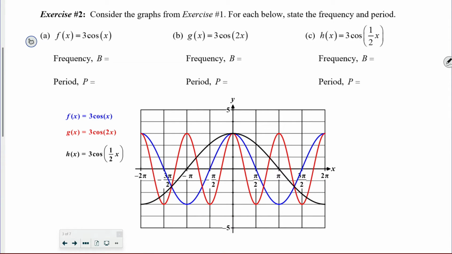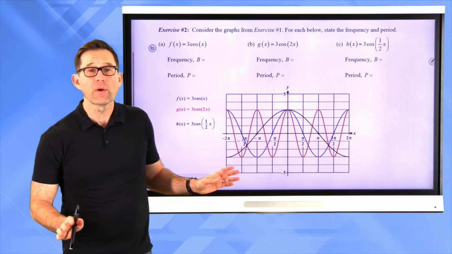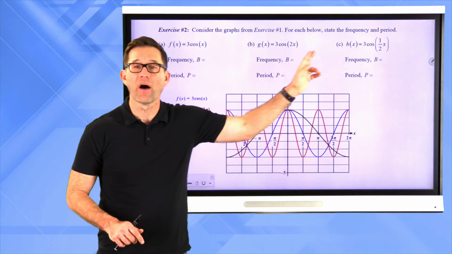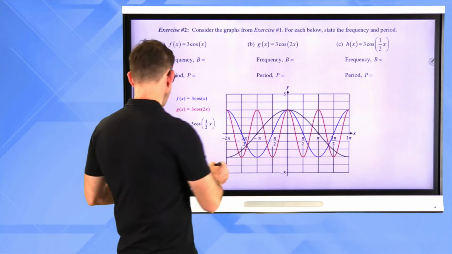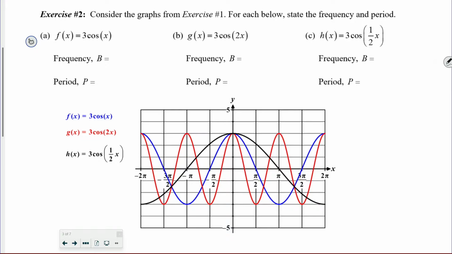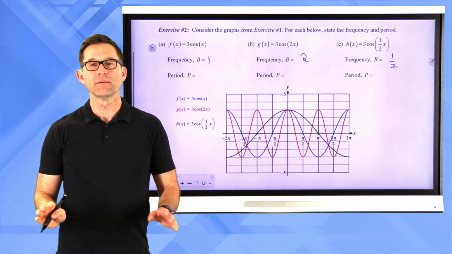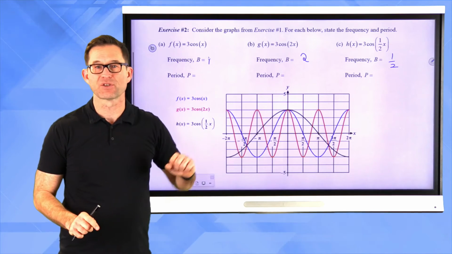Here we go. Consider the graphs from exercise number 1. For each below, state the frequency and the period. Now again, the frequency is simply the coefficient on the x, so that's a piece of cake, right? The frequency here is equal to 1. The frequency here is equal to 2, and the frequency here is equal to 1/2. It's simply the coefficient on the x term.